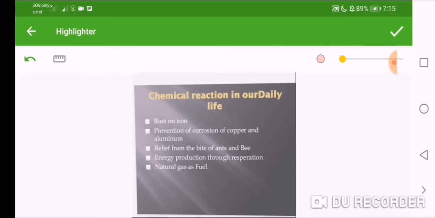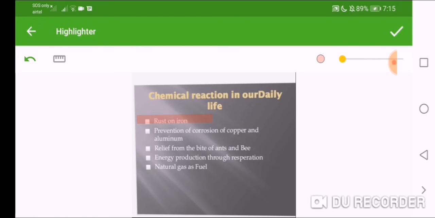Chemistry in our daily life. We know many chemical reactions in our daily life that occur outside our eyes. The chemical reactions in our daily life are given below.